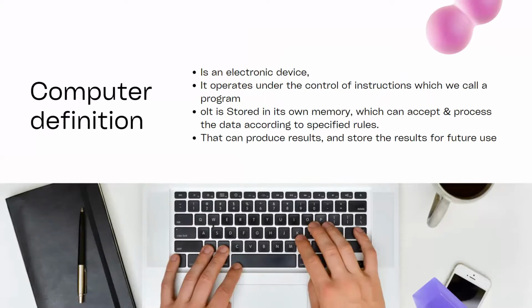Computer definition is an electronic device. It operates under the control of instructions, which we call a program, and it's stored in its own memory, which can accept and process data according to specific rules. And a computer can produce results and store the results for future use. This is about computer definition.